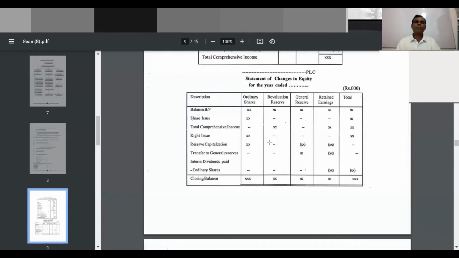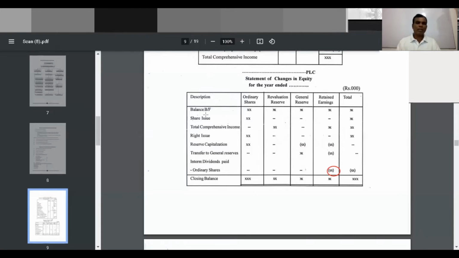If interim dividend is paid, cash goes out. So interim dividend should be paid by using retained earning. So retained earning account debit, cash control account credit. Normally, these are the components that can be seen in the statement of equity changes.